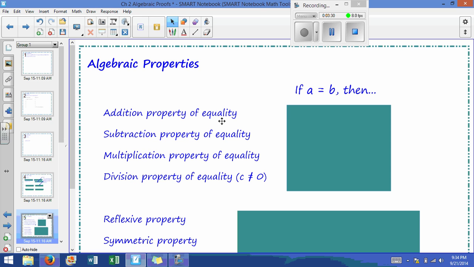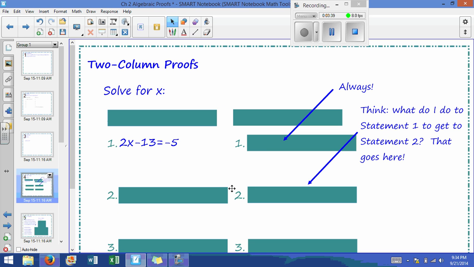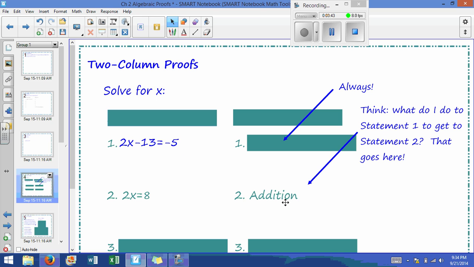So the addition property of equality is simply you can add something to both sides. Okay? We actually did that back here. Oh, it was hidden. We added 13 to both sides. We did the addition property. Now we should probably write addition property of equality. That's really long, so I'm going to let you off the hook today and say you should just write addition property.